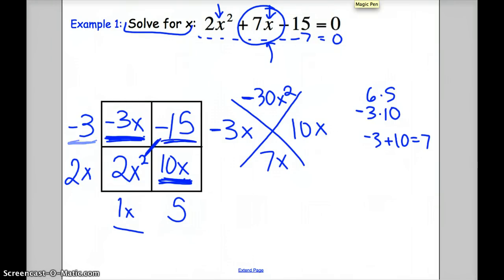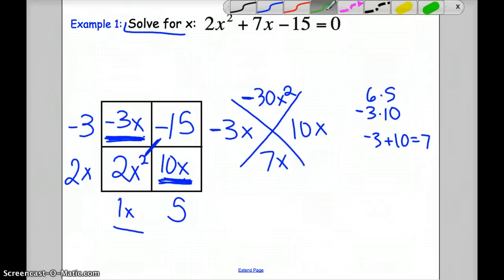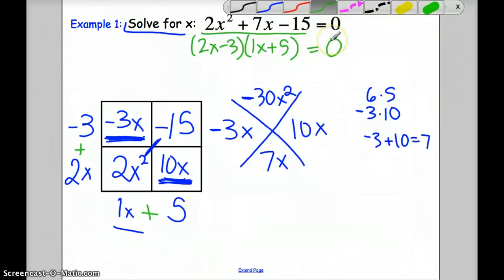So now we can rewrite my original sum up here as a product. So my original sum of 2x squared plus 7x minus 15 can be rewritten as a product of the base and the height that you see on your rectangle. So 2x minus 3 times 1x plus 5. So that's my product, equals 0.